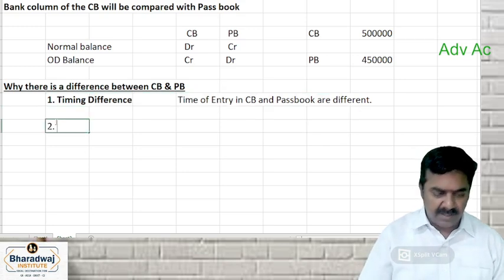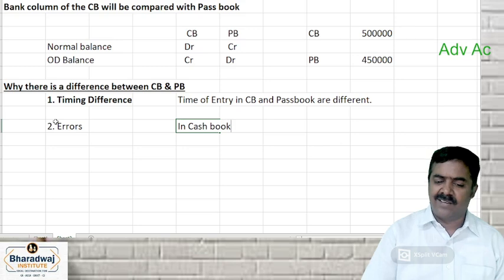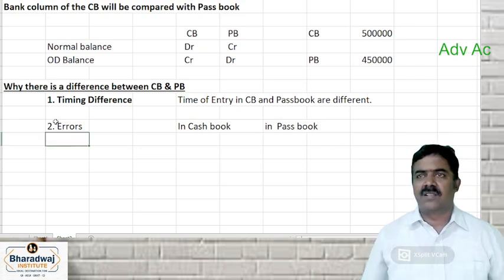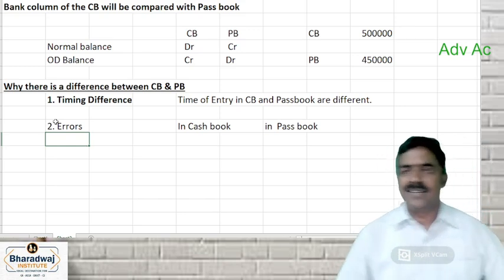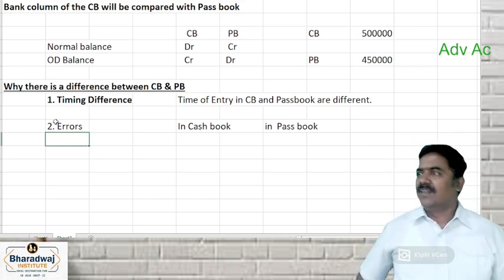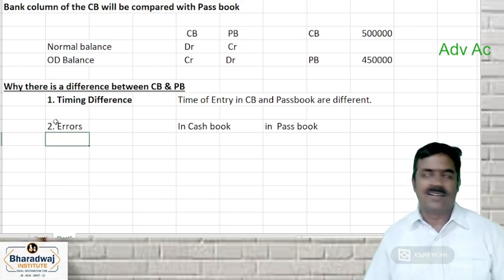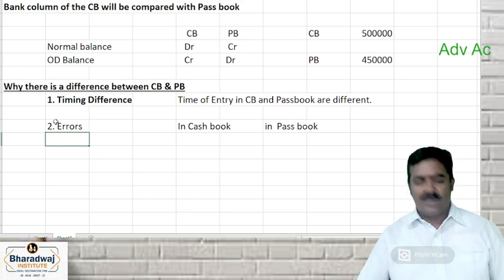Second can be errors. Errors can be in the cash book. Any error can be there. Errors can be in the passbook: wrong debits, wrong credits, overcasting errors, undercasting errors. Though we have all the digitalization and modern methods of accounting, still the customer can also make errors. Data is fed by whom? By a human, and I am a human, so definitely there will be errors. In the passbook also, sometimes wrong credits and wrong debits will be there, so errors are also possible.